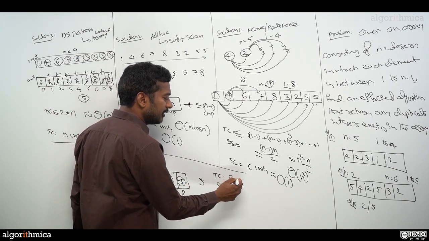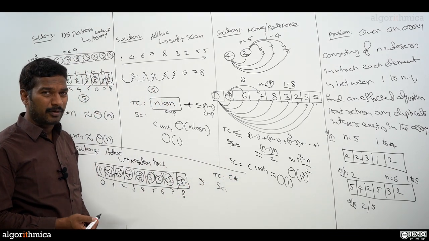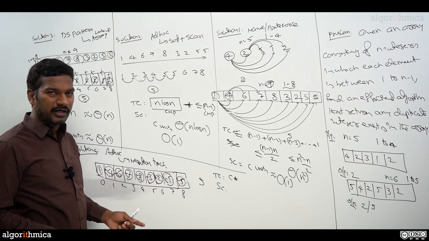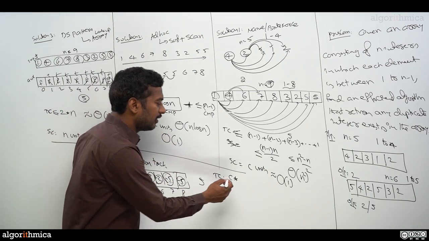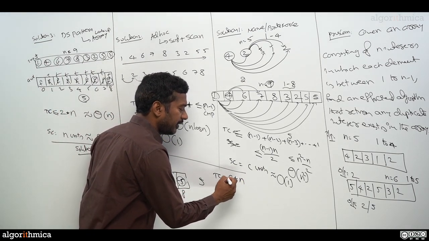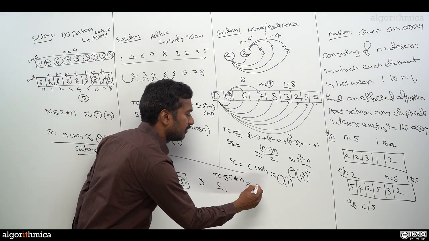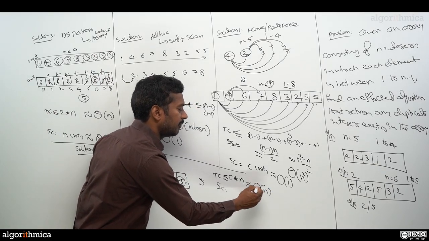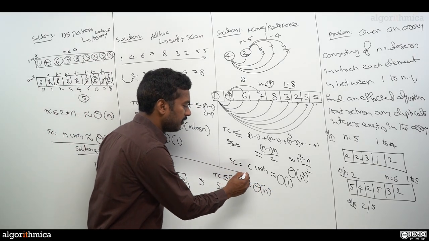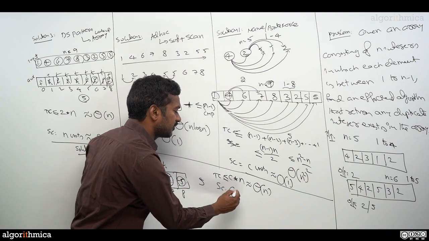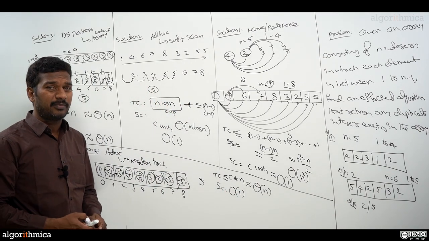In general, we can call this C, a constant number of operations for each element. We are doing it for N elements, so C times N. That's the worst case we require. So how do we write it? Theta of N. Theta of N for time, and space is going to be constant because we are not using any extra space here.